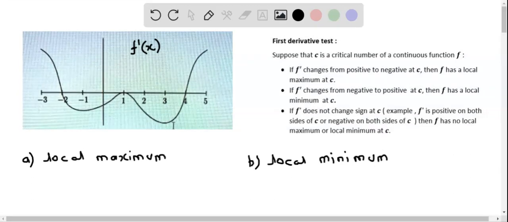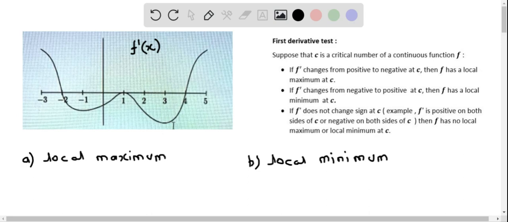We will now determine the local maximum and local minimum given the graph of the derivative of the function. So here we can utilize the first derivative test as I have outlined here to help us determine the points of local maximum and local minimum.